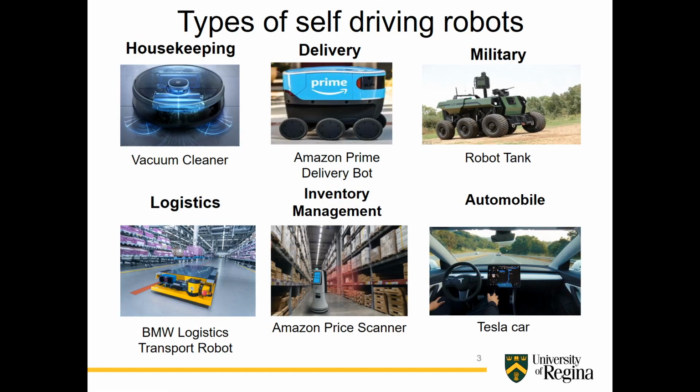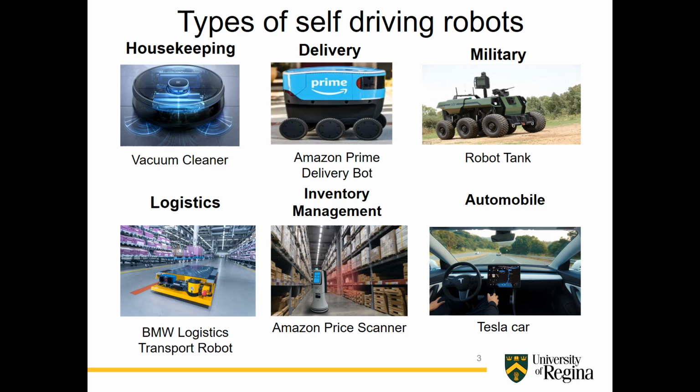The popularity of self-driving robots is growing at an exponential rate. There are different fields in which we use self-driving robots, such as housekeeping, delivery, military, logistics, inventory management, and automobile. All these robots have different complexity levels. The complexity level of a self-driving robot depends on the tasks they perform. As you may have already guessed, the simplest robot of all of these would be the vacuum cleaner.